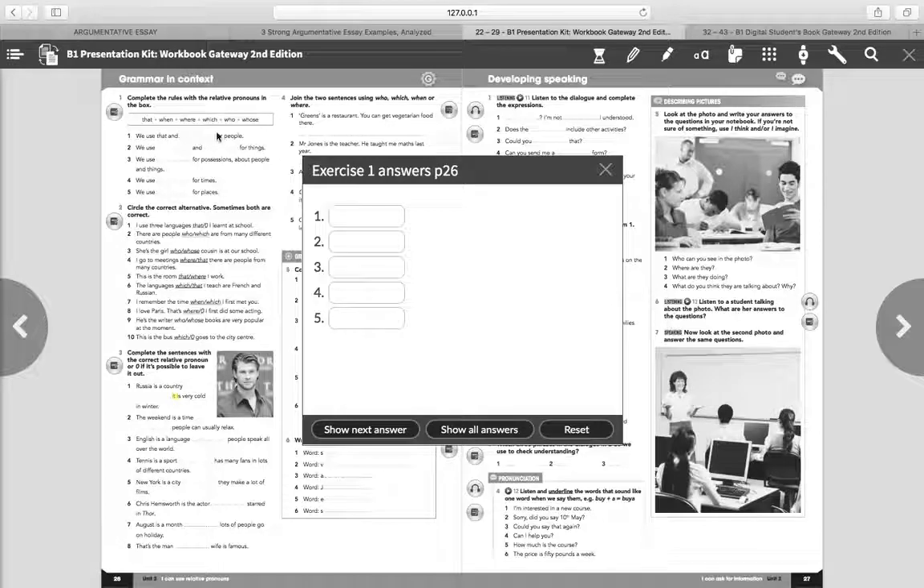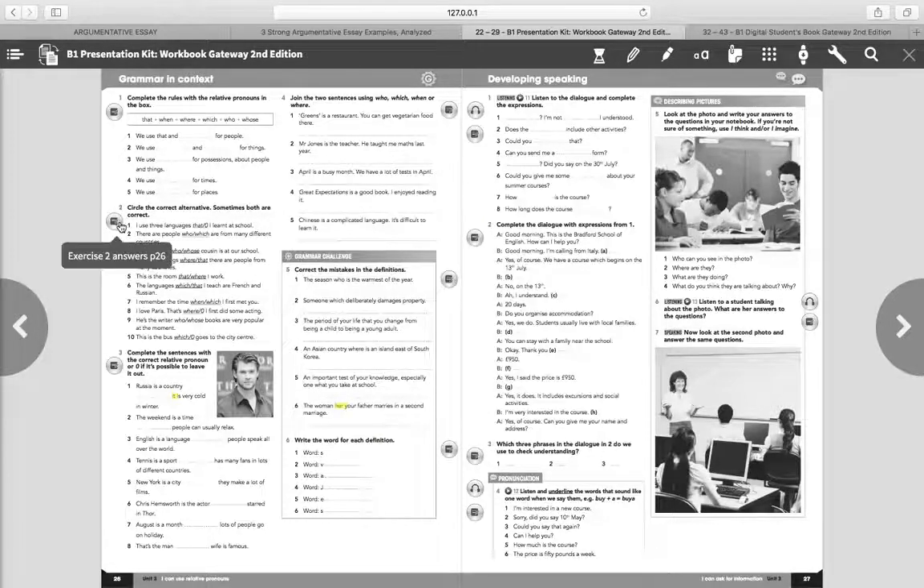We use that for people. Of course, I think you know the answer. It's who. We use for things, you know the answer, which or that. And possessions about people and things. Again, whose, or when or where. Okay, maybe you can just check your answers.